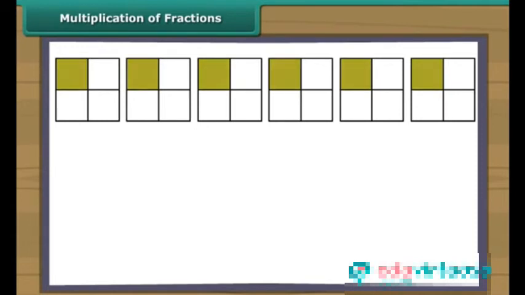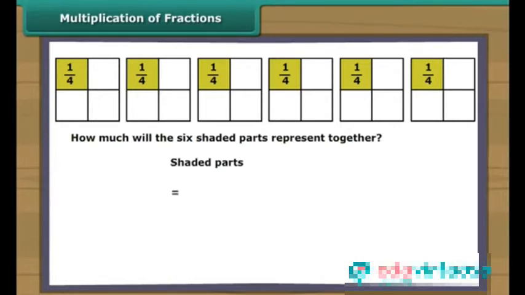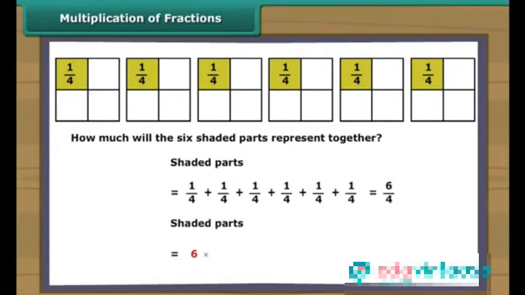Multiplication of fractions. Look at the picture. All the squares have a shaded part. Each shaded part is 1/4 part of a square. How much will the 6 shaded parts represent together? We can solve this by adding all the parts. This can also be solved by multiplying the number of shaded parts with each shaded part. Let us discuss the multiplication of fractions with the help of a few examples.